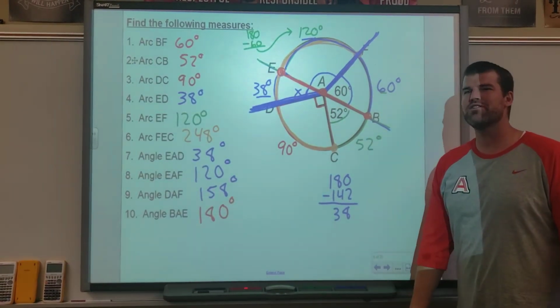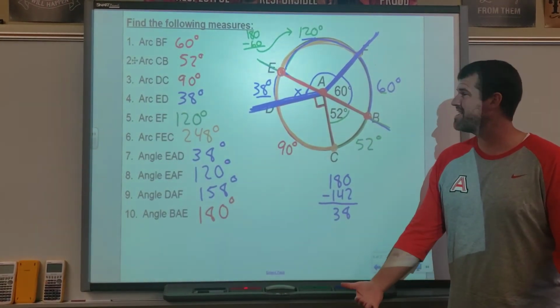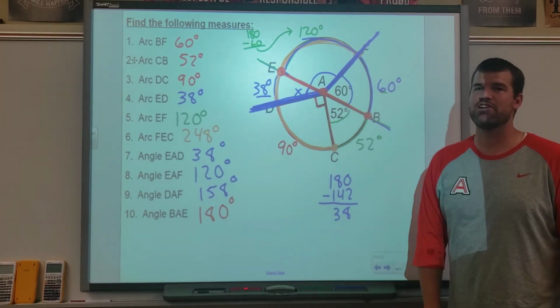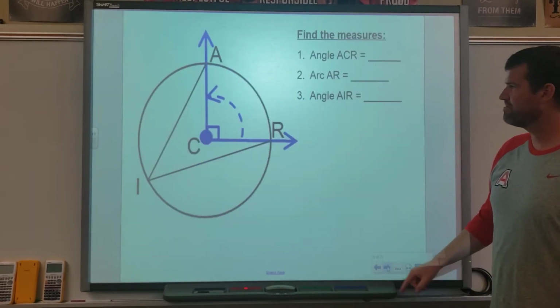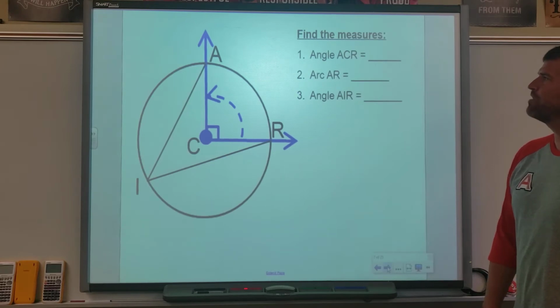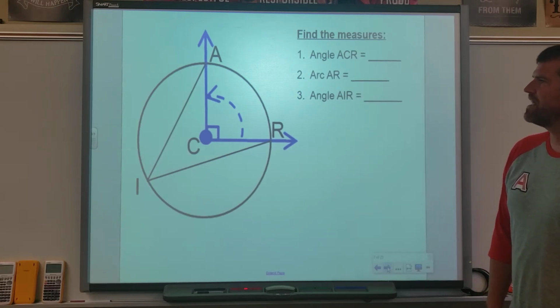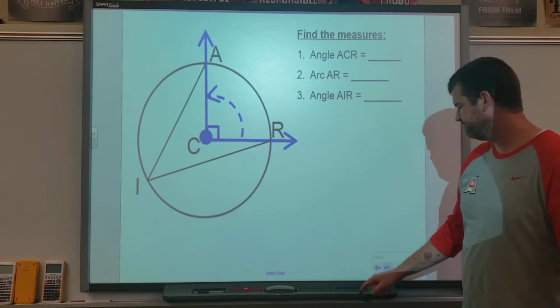But it's all pretty straightforward, right? Central angles and arcs are the same. Semicircle is 180 degrees. Full circle is 360. All right. If we take a look at this one, angle ACR.